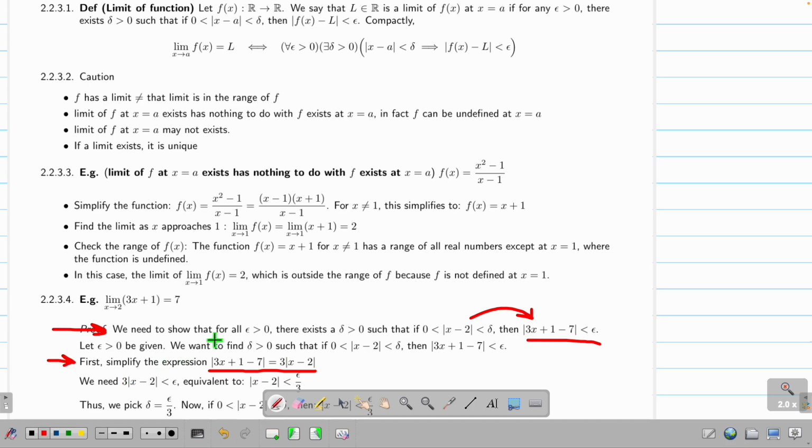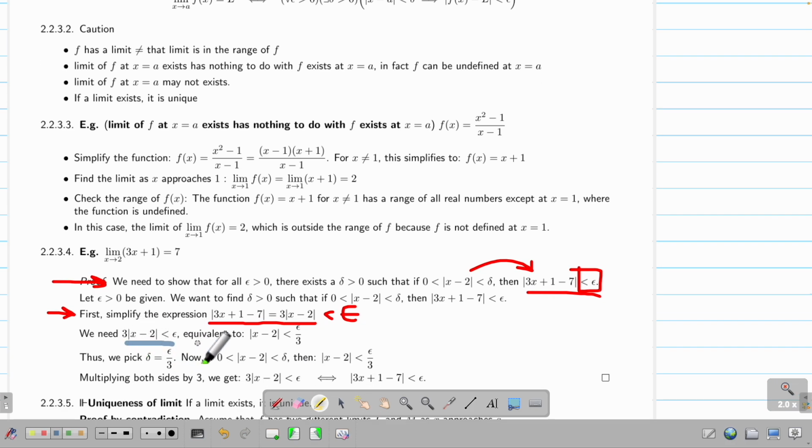Nothing new. Okay? And then I have this. But notice that I have this guy stay there, right? This part is exactly what I said here. We need 3 times this absolute value smaller than epsilon. Okay, then I just move the 3 to the other side. So it's the same as |x minus 2| smaller than epsilon divided by 3.